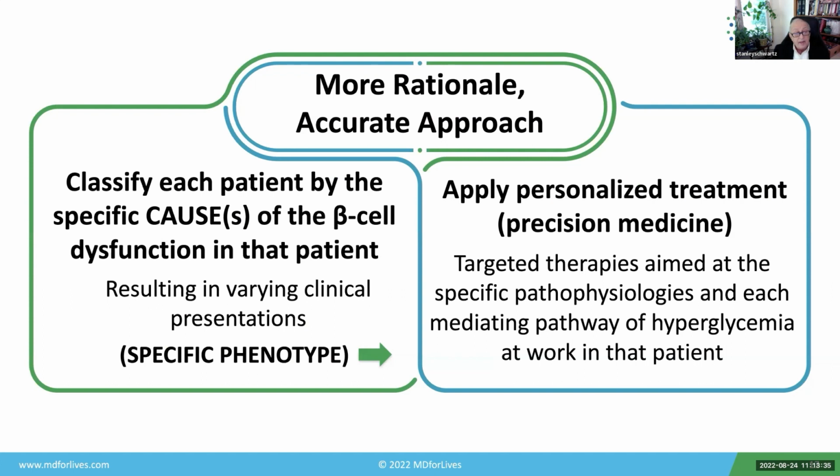And in this sense, we submit this as a more rational and accurate approach. We'll classify each patient by the specific cause of the beta cell dysfunction in that patient. That resulted, by the way, in varying clinical presentations, specific phenotype, and then we'll apply personalized treatment, precision medicine, which is targeted therapies aimed at the specific pathophysiologies and each mediating pathway of hyperglycemia at work in that patient.